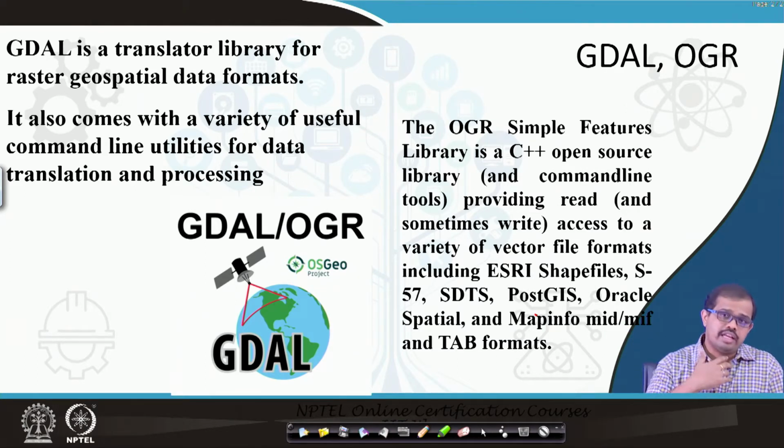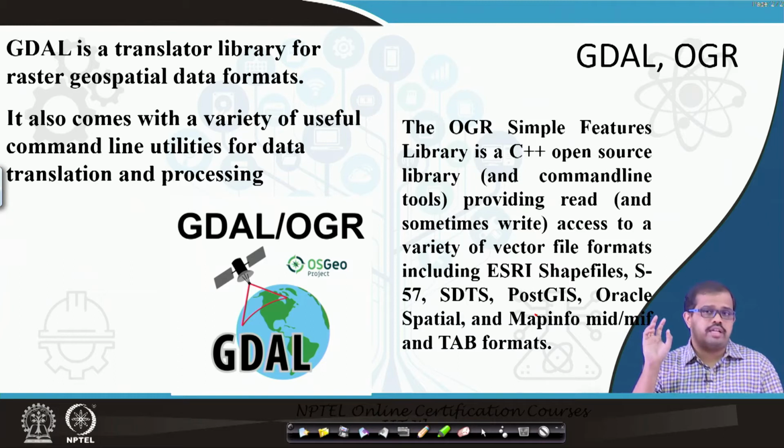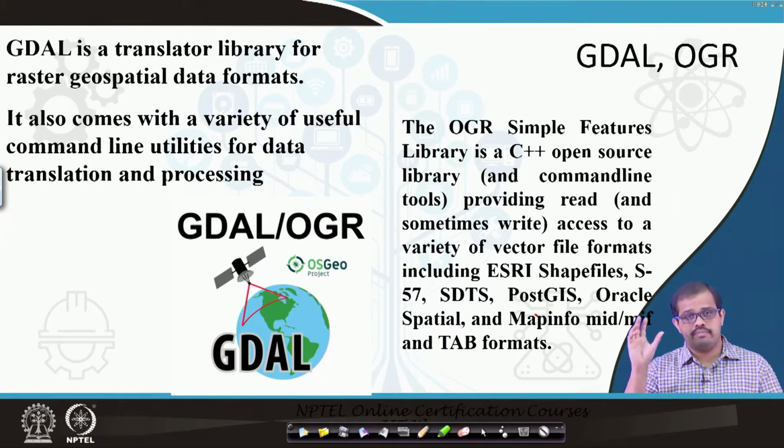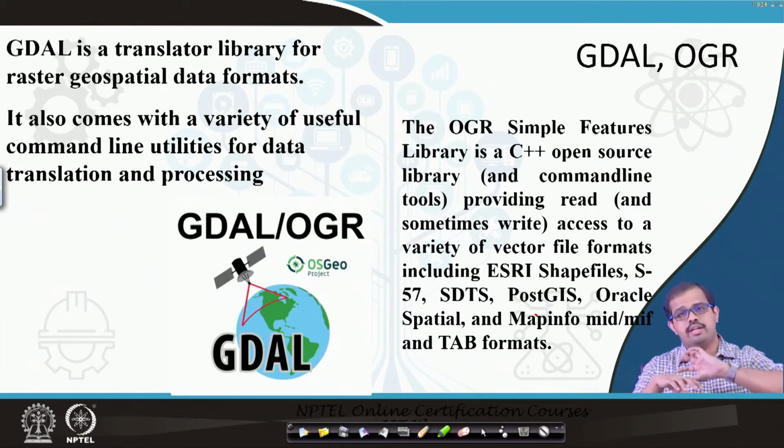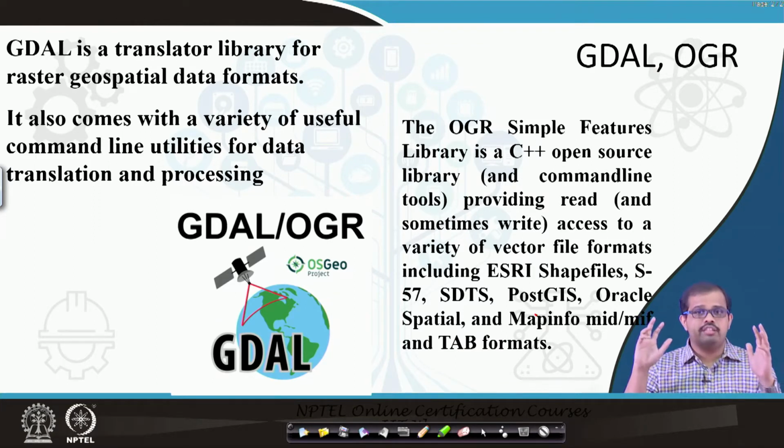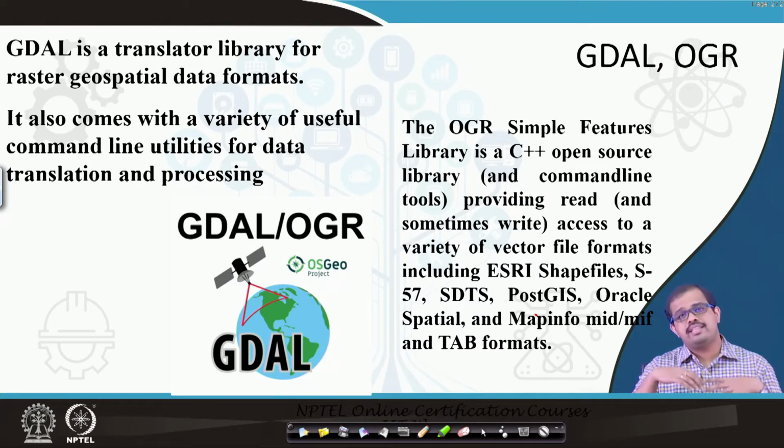Now take any vector software that is in the market today, whether it is proprietary or open source. The basic library behind all of this software is OGR. The basic library behind raster software is nothing but GDAL. So, whether you are trying to buy a proprietary license, the brain behind it is GDAL and OGR. Okay.